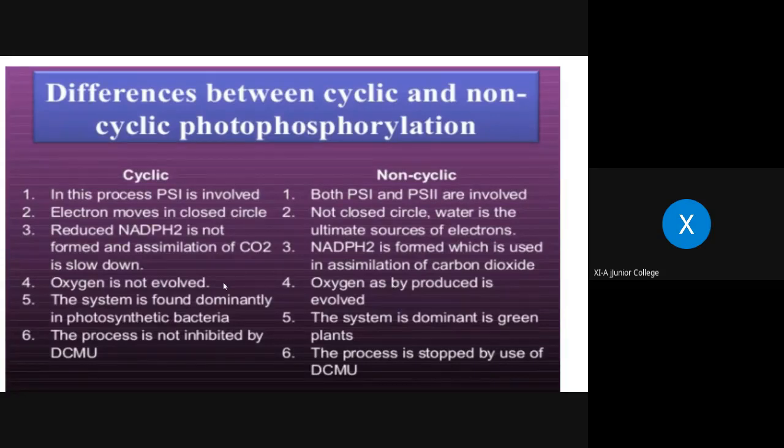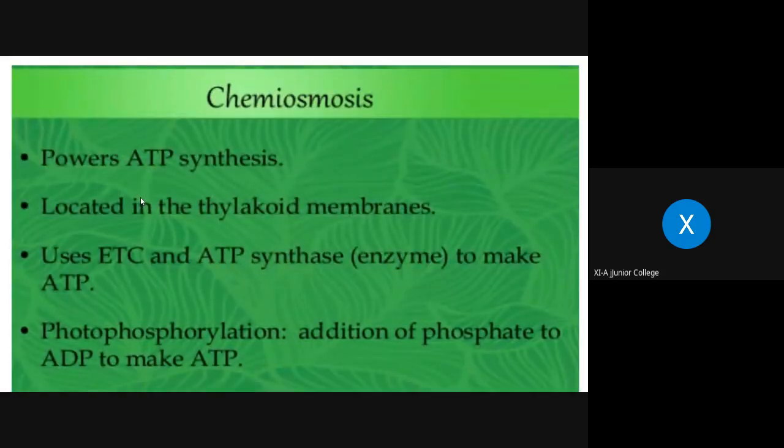Then this system is found dominantly in photosynthetic bacteria, whereas this system is dominant in all types of green plants. All green plants show which way of photophosphorylation? Non-cyclic. Whereas photosynthetic bacteria show the cyclic way of photophosphorylation. These are the main important differences between cyclic and non-cyclic photophosphorylation.